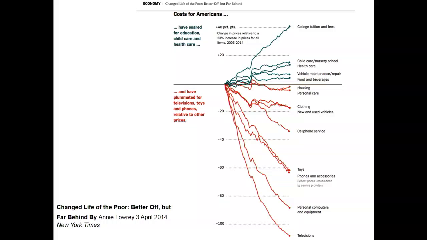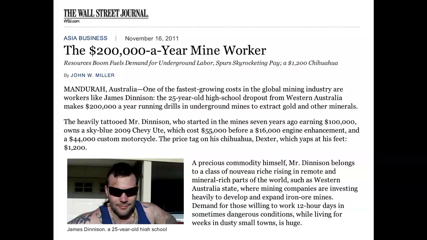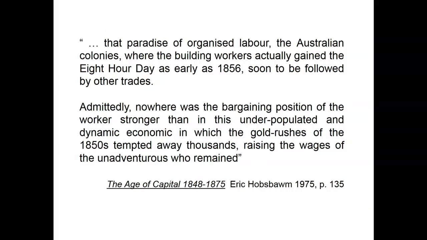It's a function of supply and demand, similar to this example of a 200,000 mine worker. In Australia, we've had the 8-hour day as early as 1856. This was pioneered in Australia, but the only reason it was able to be pioneered here is because there was a shortage of workers, kept up as well by the White Australia policy. Immigration was restricted, and so that kept up a shortage of worker supply, which allowed wages to be higher.